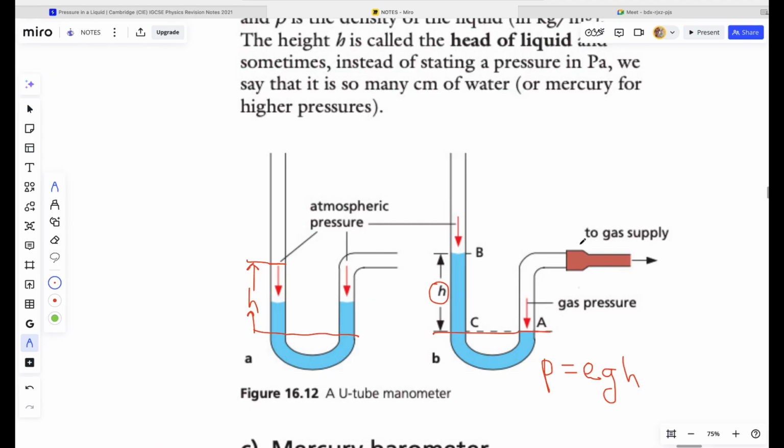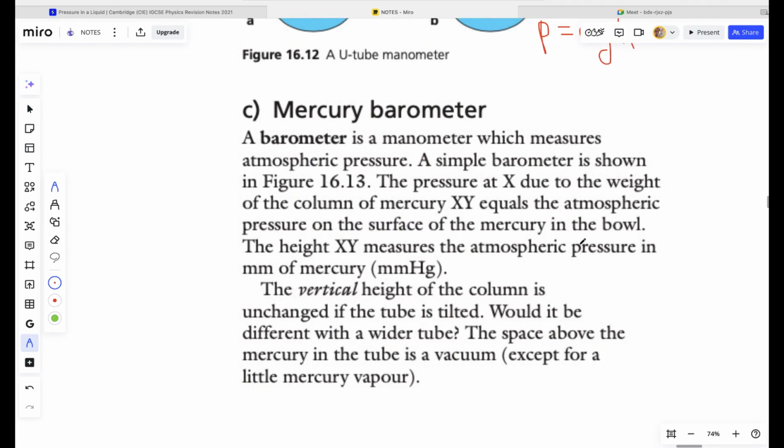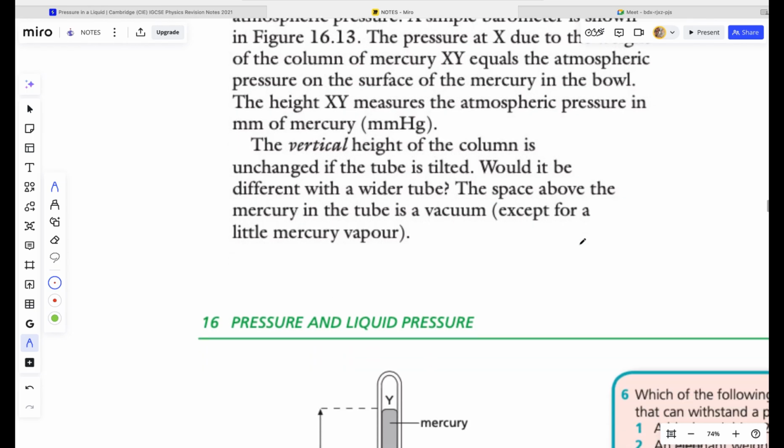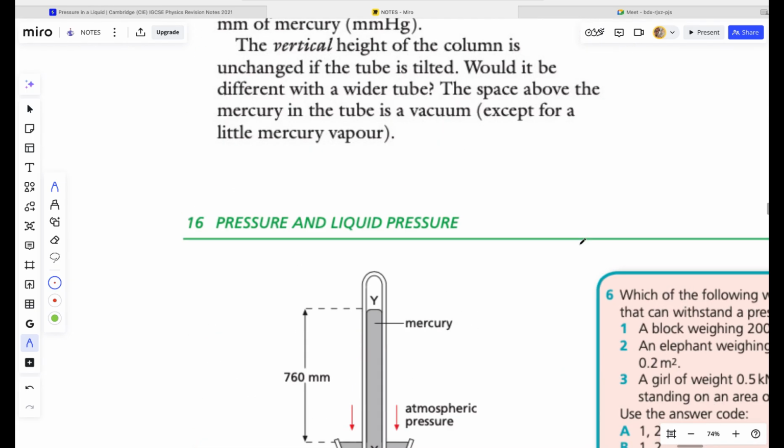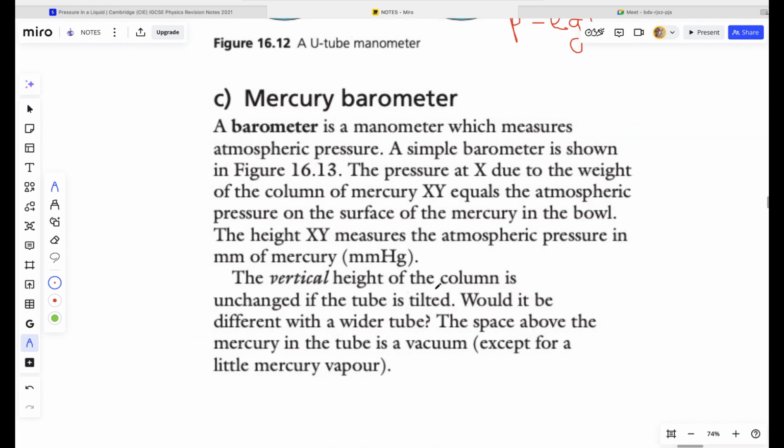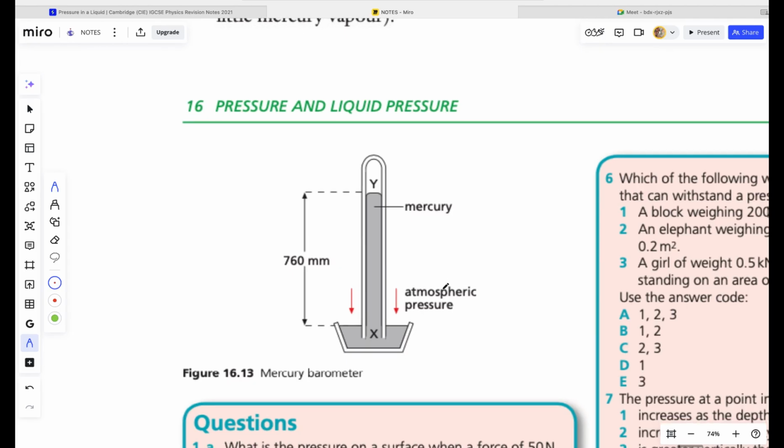Okay, thank you. Now let's go to the barometer quickly, so that we can call it a day. A simple barometer is used for measuring atmospheric pressure. I just explain what you need to know. This is how a barometer is.